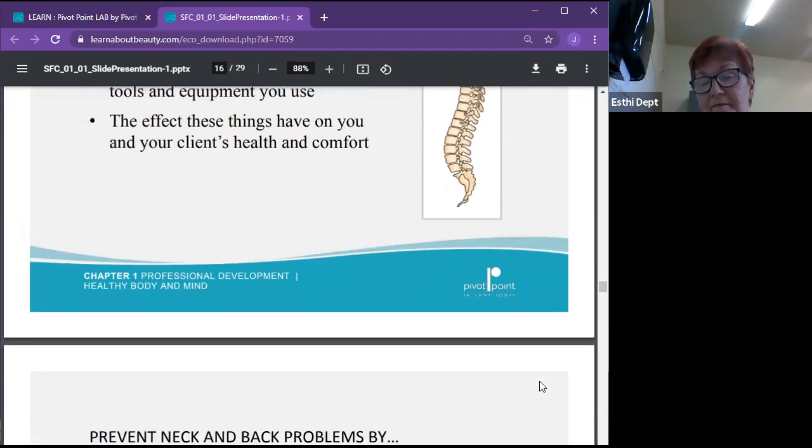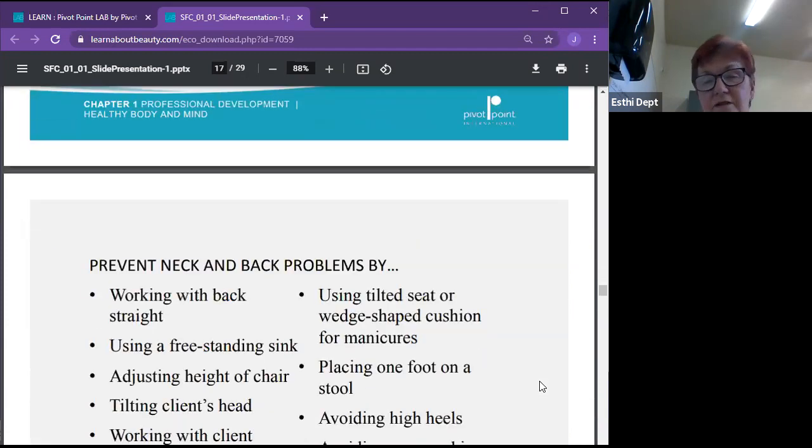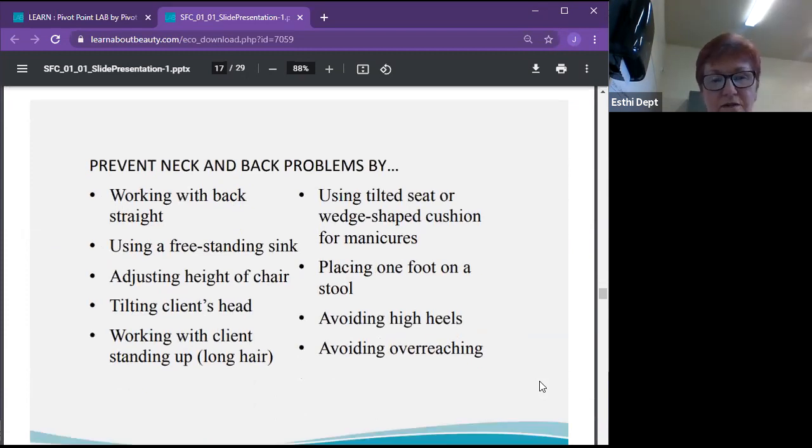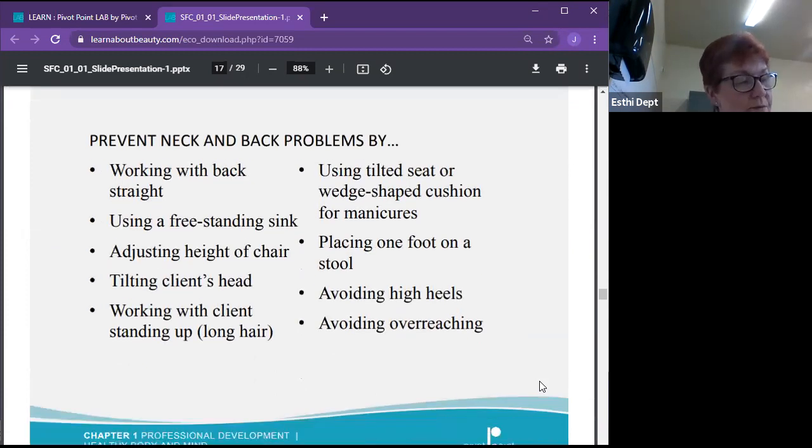All right, this next part is preventing neck and back problems, correct? Okay, we'll finish this and then I'll let you go for the day, okay? So basically you should have 10 of these, okay? These bullets all go where it says prevent neck and back problems. So it's working with your back straight, using a freestanding sink. Do you know what a freestanding sink is? Okay, freestanding sinks are when you can get behind the sink. So they're like the little portable ones, sort of. They're kind of nice. They're new.